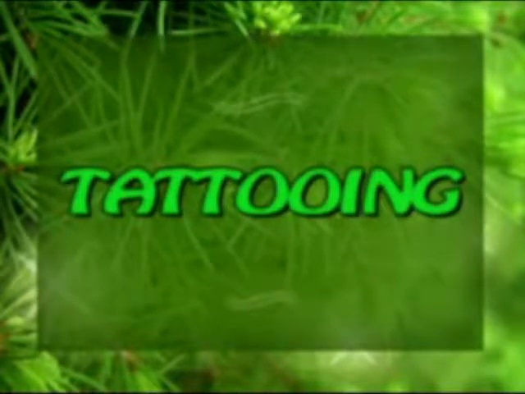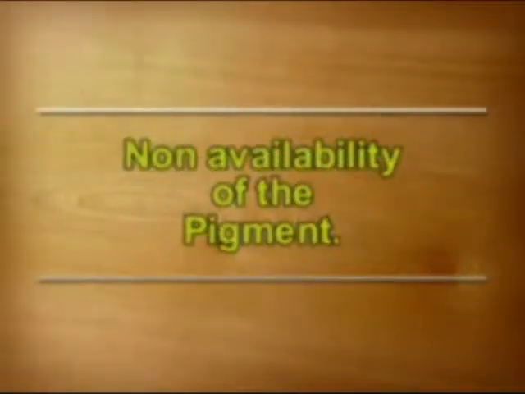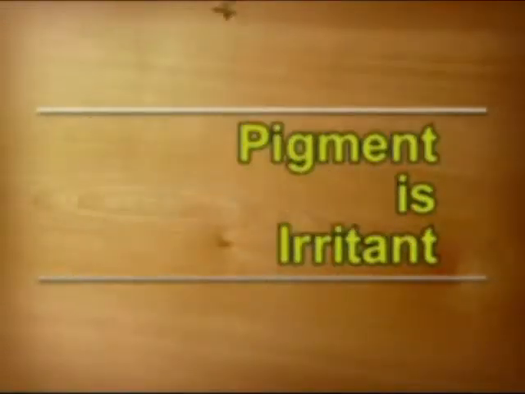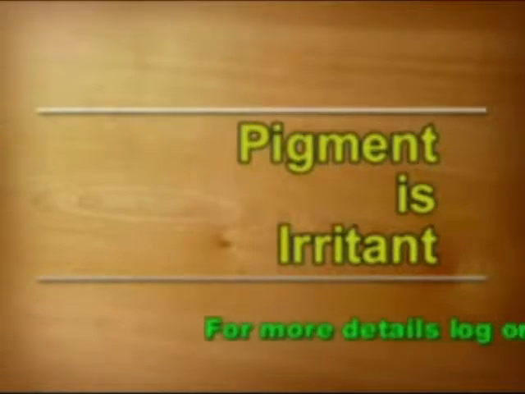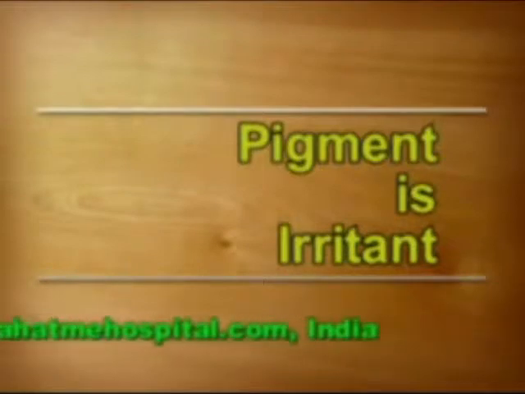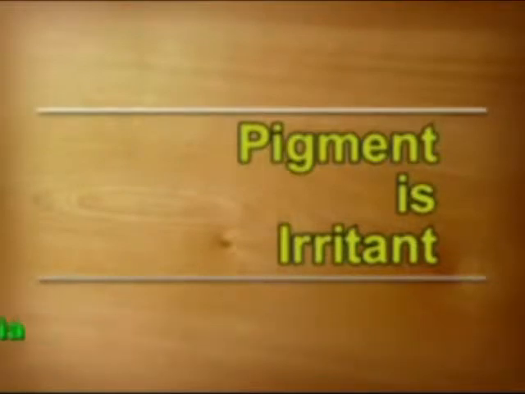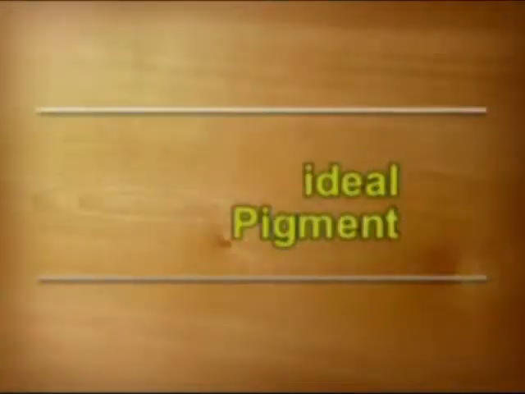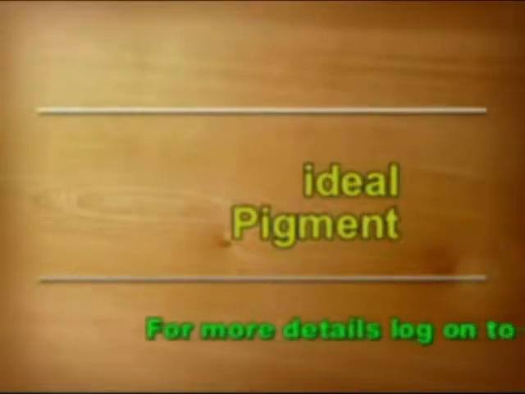However, many ophthalmologists do not practice tattooing mainly for two reasons. Firstly, due to the non-availability of a suitable chemical, and secondly, the available pigments are irritants to the eye. The eye may remain inflamed following the procedure, and the corneal epithelium doesn't remain stable over the pigment. Hence, the ideal pigment would be one which is inert and easily available.